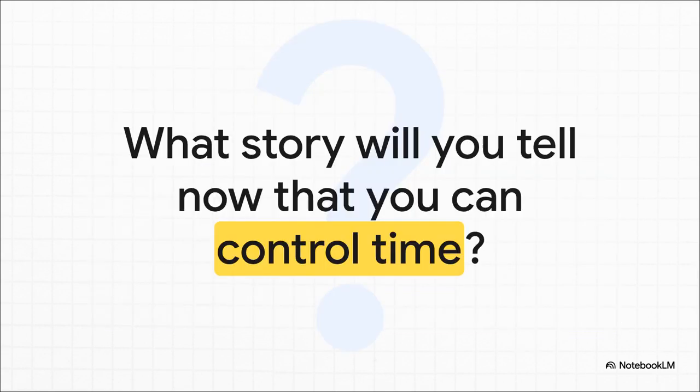So there you have it. You've just officially upgraded your grammar toolkit. You are no longer stuck just listing robotic facts. You now have the power to sequence events, create real dramatic tension, and guide your listeners smoothly through the timeline of your life. The only question left is, what story will you tell now that you can control time?